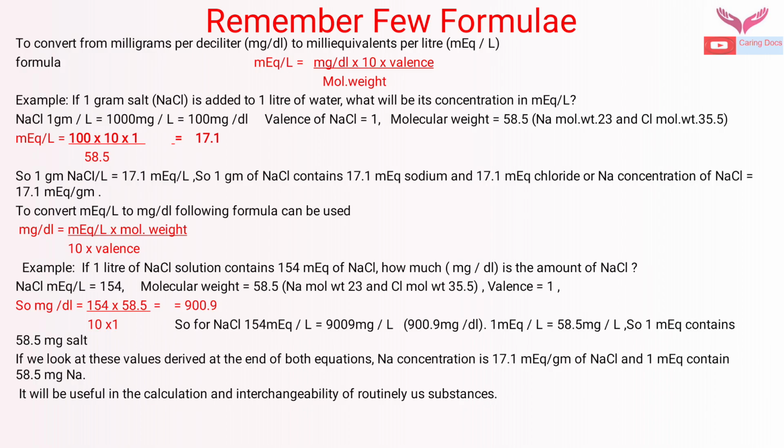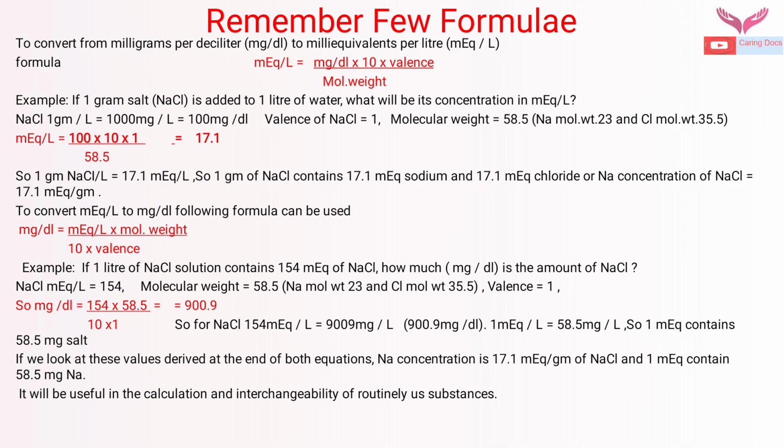To convert milliequivalent to milligram per deciliter, the following formula can be used: milligram per deciliter is equal to milliequivalent per liter times molecular weight, divided by 10 times valency. For example, if 1 liter of sodium chloride solution contains 154 milliequivalent of sodium chloride, how many milligram per deciliter is the amount of sodium chloride?